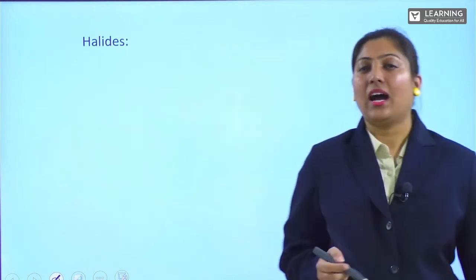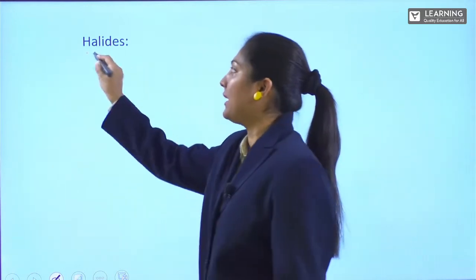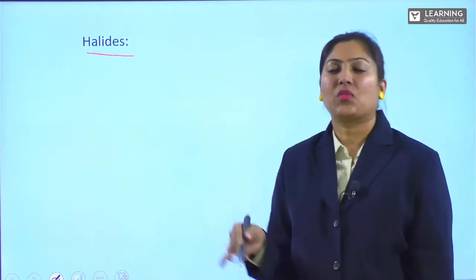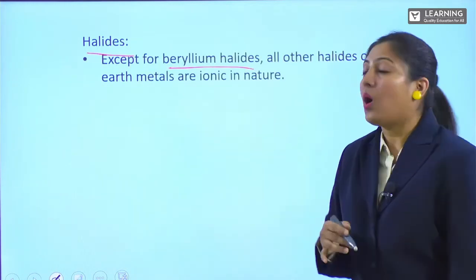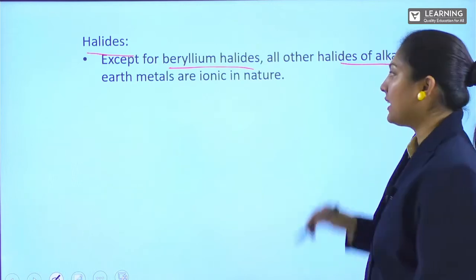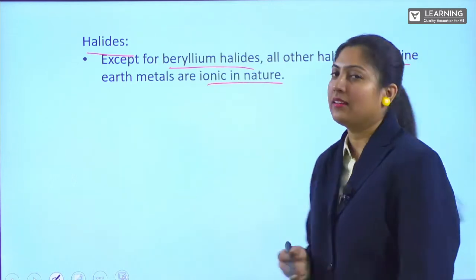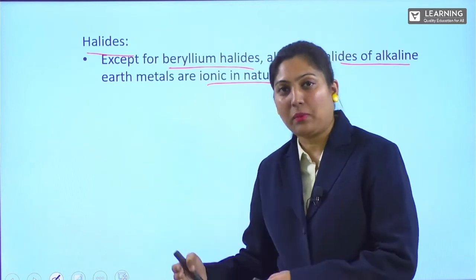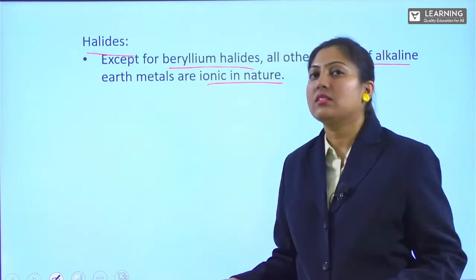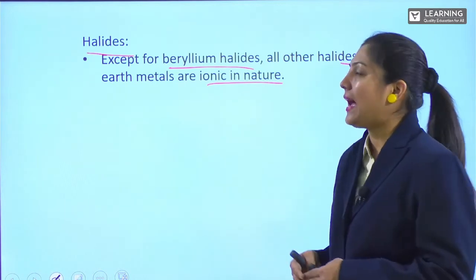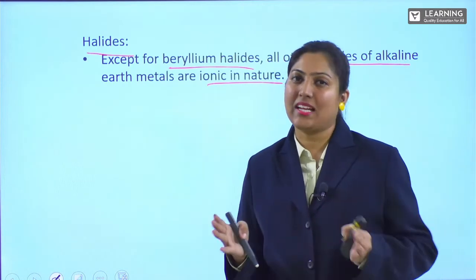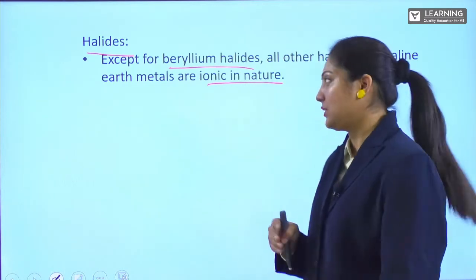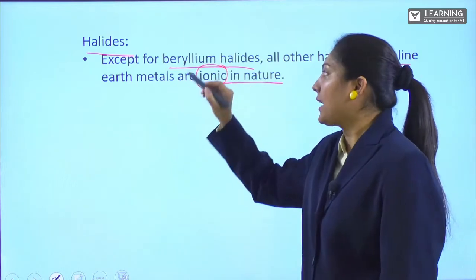Next we'll go ahead with halides. What do you mean by halide? As we know, halides come from halogen. When these metals react with halogen, we get halides. Except beryllium halides, all other halides of alkaline earth metals are ionic in nature, because these second group elements are more electropositive and the 17th group elements, that is halogens, are more electronegative. When there is a difference in electropositivity and electronegativity, obviously they get attracted towards each other and form ionic character.